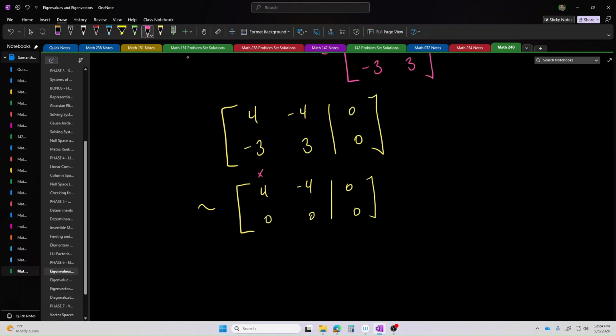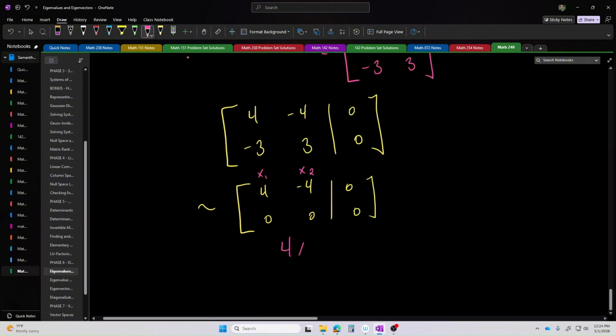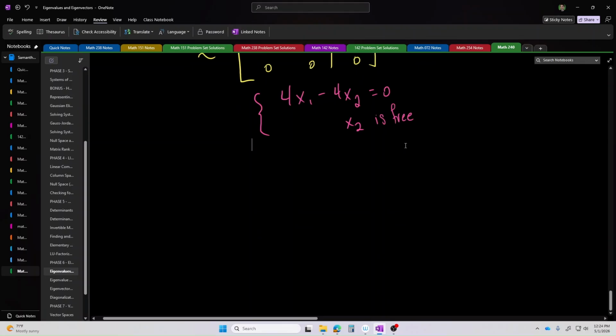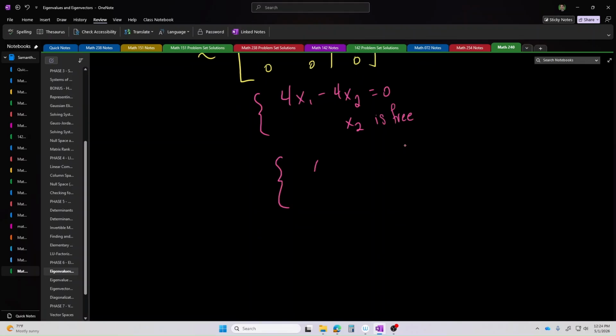If I interpret this result, this first row is telling me that 4x1 minus 4x2 is equal to 0, and x2 is free, an equation which can be rewritten to express everything in terms of the free variable. That first equation says x1 and x2 must be equal. That second equation says x2 can be whatever. x2 is just equal to itself.